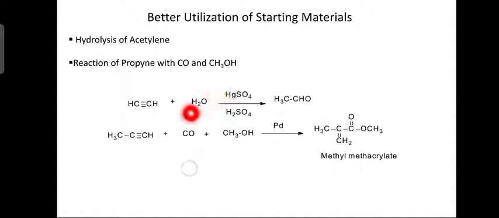Second example is propyne. What is the formula? CH3C≡CH. Propyne reacts with carbon monoxide and methyl alcohol in the presence of palladium catalyst to form methyl methacrylate. What is the formula of this product? CH3, C=CH2, C=O, and then OCH3. So, this is methyl methacrylate.